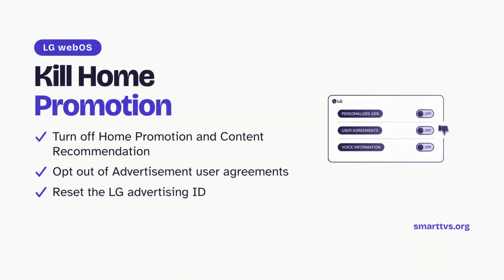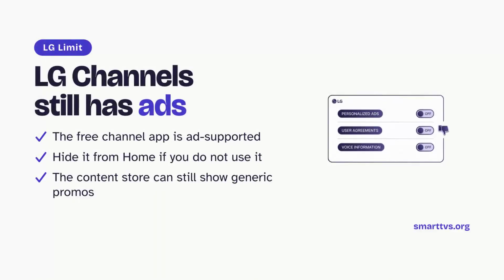On LG webOS, open the General System Settings and turn off Home Promotion and Content Recommendation. Then go into User Agreements, opt out of advertising, and reset the ad ID. LG Channels is different. It is a free ad-supported service, so TV settings cannot remove the commercials inside it. If you do not use it, hide it from the launcher.